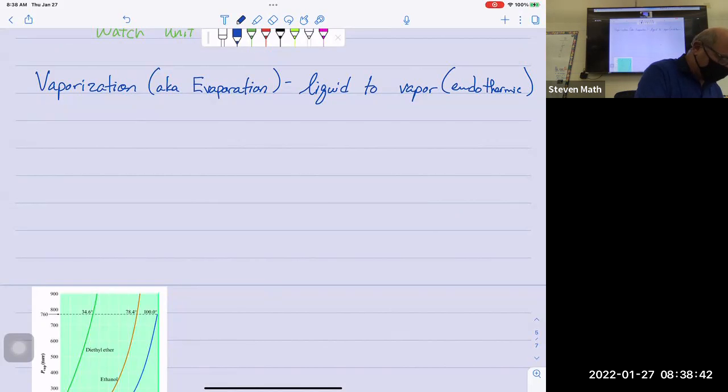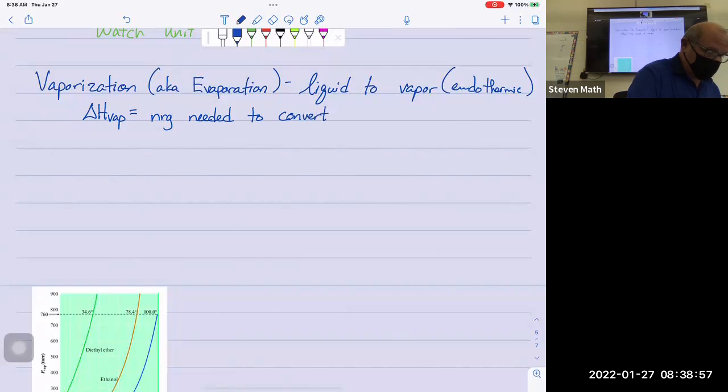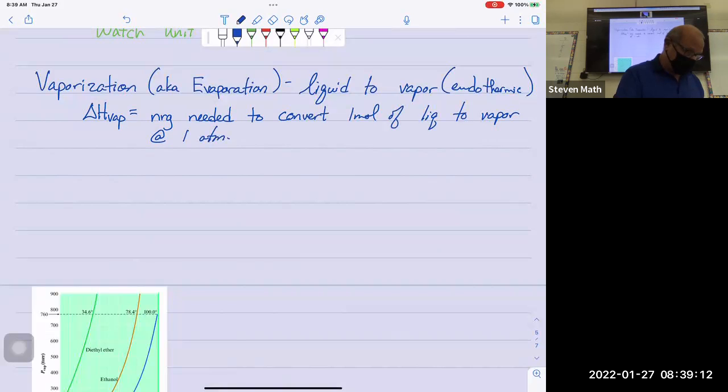With that, we're going to bring back our friend delta H VAP and make sure we understand that term. Delta H VAP is the energy needed to convert 1 mole of liquid to a vapor, and we're going to have to categorize that at standard atmosphere. At 1 ATM, so that we're not changing the pressure.